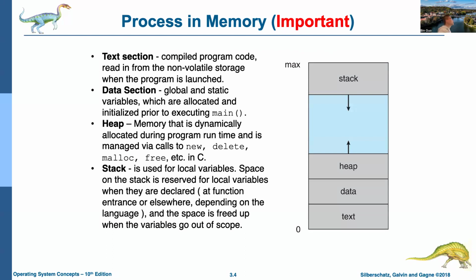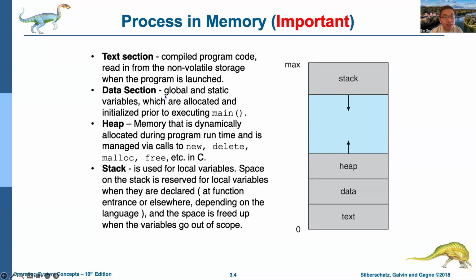Okay, here are the important concepts of the memory space of one process. Each process has memory from 0 to max, a sequential, continuous memory space, starting with text. Text is the code, the compiled program source code. It's loaded from the text section.